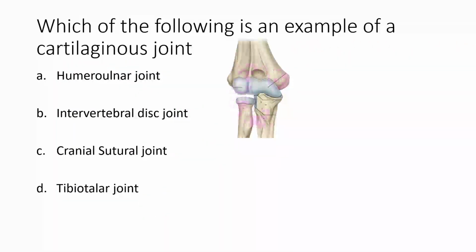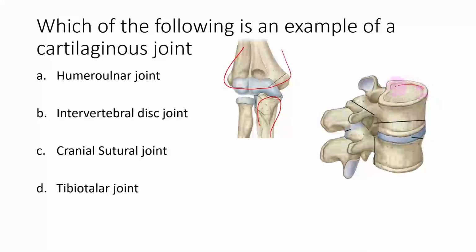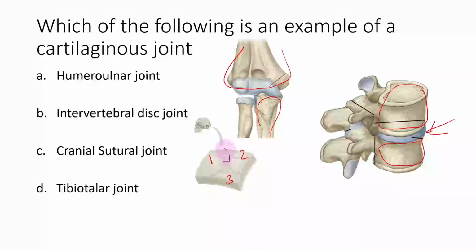Humeroulnar joint is a part of the elbow joint between the distal end of the humerus and the proximal end of the ulna. Intervertebral disc joint is between two vertebral bodies. Okay, this is the intervertebral disc joint. Cranial sutural joint is between cranial bones. Suppose this is one bone, this is another bone, this is another bone. They are all meeting at these sutures. These are cranial sutural joints.